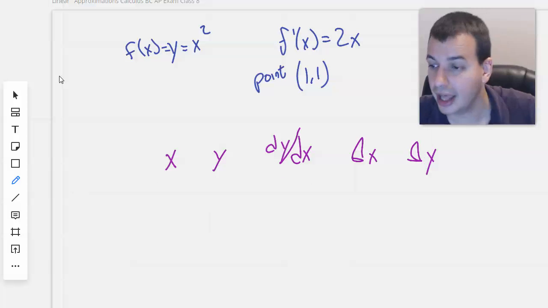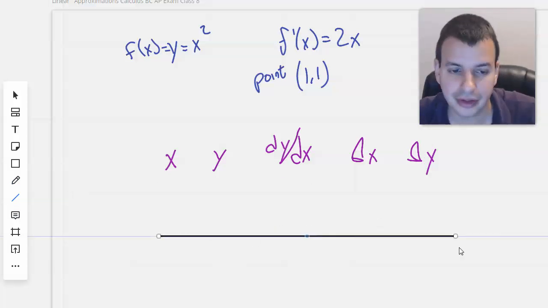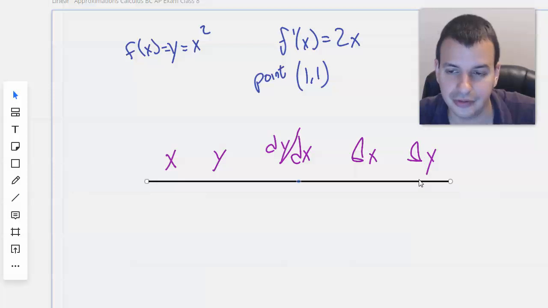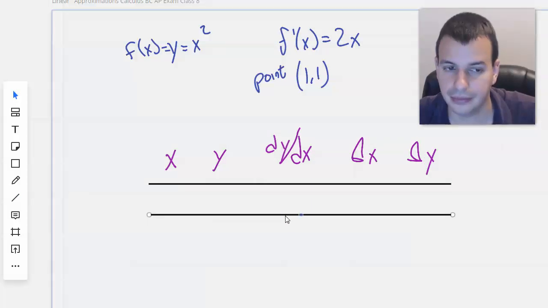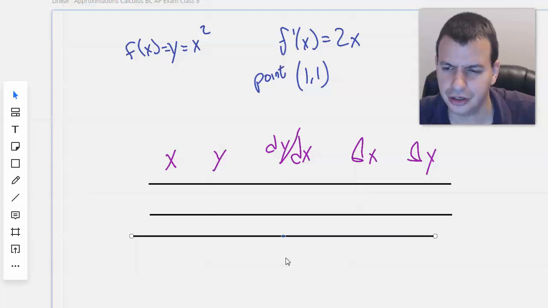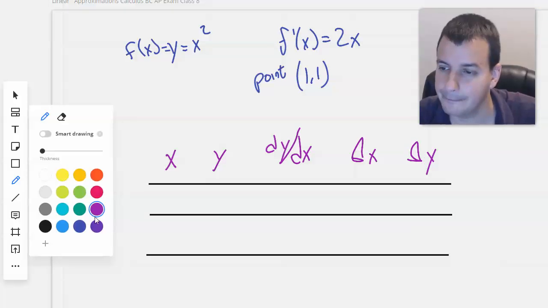Nope, terrible line. Actually, I could do a real line. There we go. Quite convenient. I'll do a few of those. Should I do verticals? I don't know. I'll just do horizontals. Horizontals are fine.